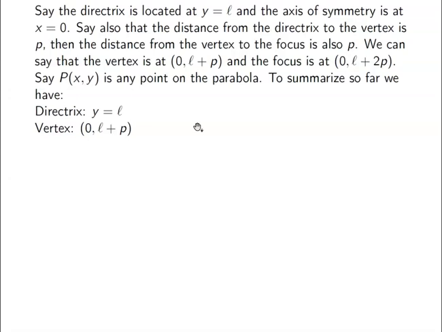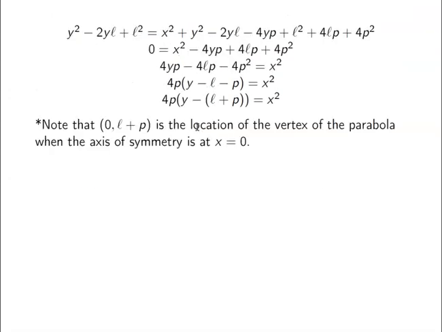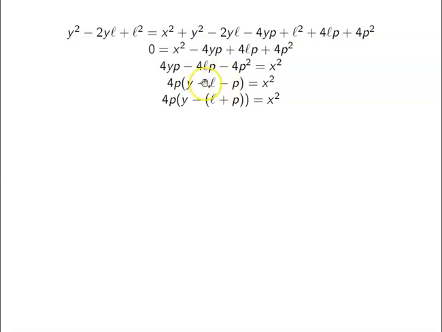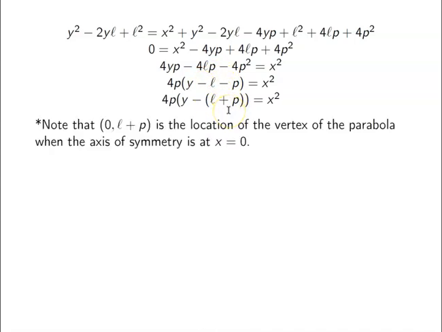There we go. Okay. And so that's why I pulled out this negative sign, so that now it matches something that I had already, which was the vertex. Okay. So this is where the vertex is when my axis of symmetry is at x equals 0 and my directrix is at l. Okay, so this is what the form of a parabola would look like. So x squared equals 4p times (y minus (l plus p)).